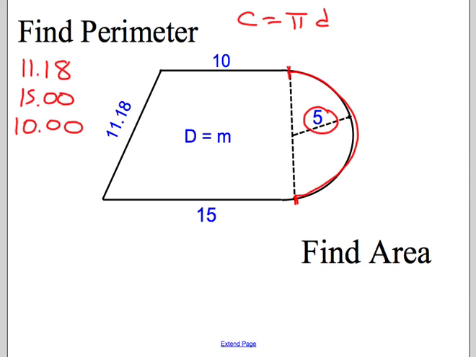And Alyssa, if the radius is 5, what is the diameter then? 10. Do you agree? Yes, it's double the radius. The diameter is double the radius, so this is going to be 3.14 times 10. Use your calculators on this. Chris, when you take 3.14 times 10, you get 31.4, don't you? That would be the circumference of the full circle, wouldn't it? If I were to extend that on out.